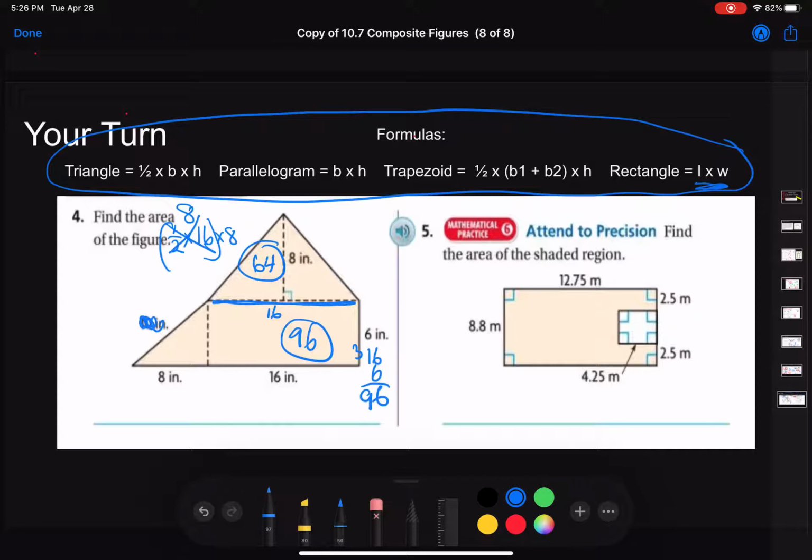But you do need the height for your triangle, and your height is 6. I know that because this side is 6, so this side is 6. So you're doing 1/2 times your base, which is 8, times your height, which is 6.